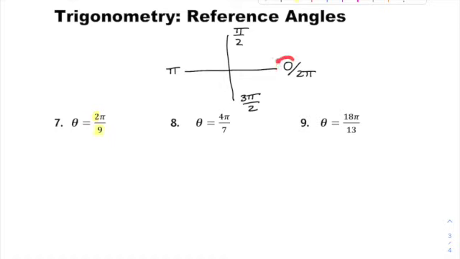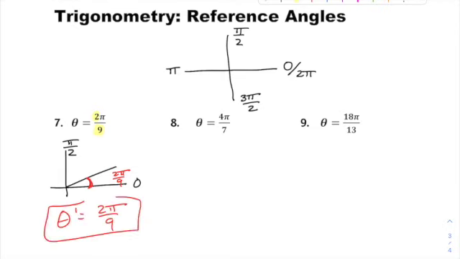Is 2/9 between 0 and 1/2? Or is 2/9 between 1/2 and 1? Or is it between 1 and 1.5? So 2/9, hopefully you don't have to think too hard about that. 2/9 is less than a half, so that will be in quadrant 1. When you're in quadrant 1, your angle is your reference angle, right? So our theta prime, our reference angle, is 2 pi over 9. That's how far away from the x-axis we are, 2 pi over 9 radians.